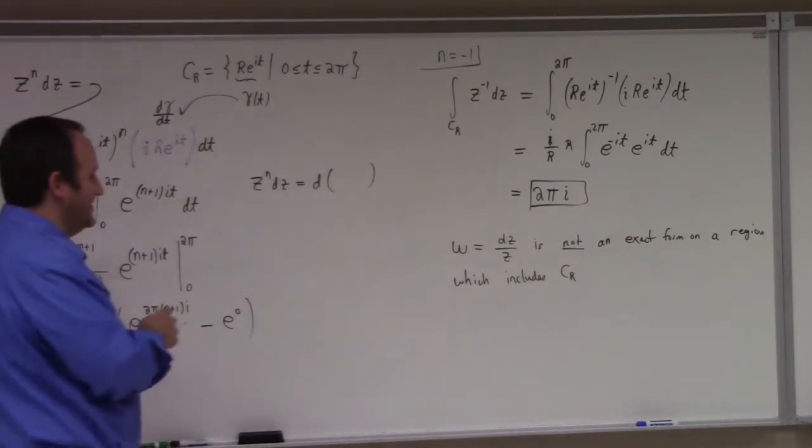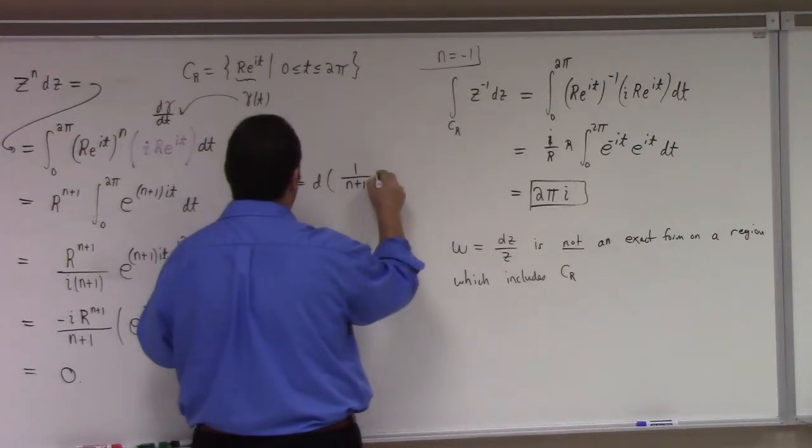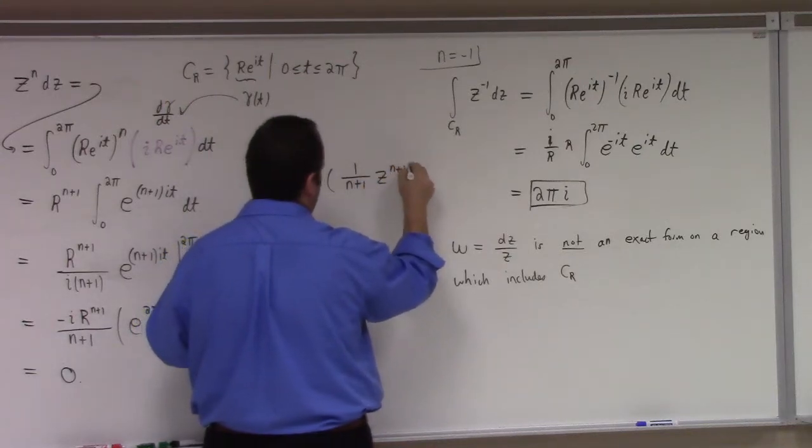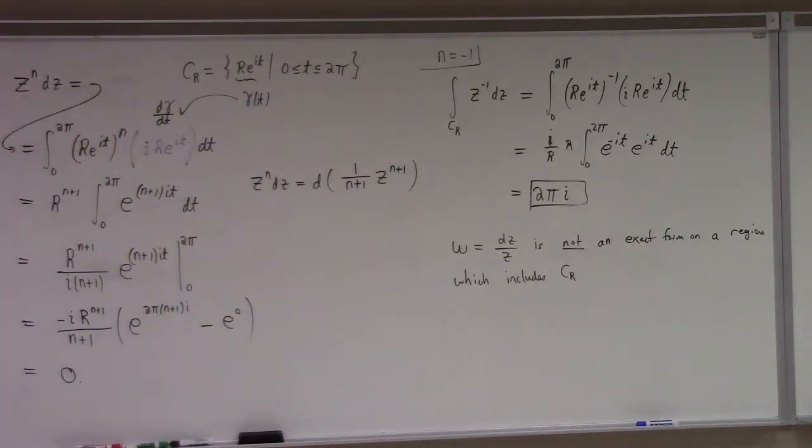But you guys can do it. It's 1 over n plus 1, z to the n plus 1. That is the potential form for z to the n dz. It's exact, that's its differential. It's the differential of that function. When you differentiate that, you get n plus 1 times z to the n plus 1 minus 1, which is just z to the n dz, taking the differential.